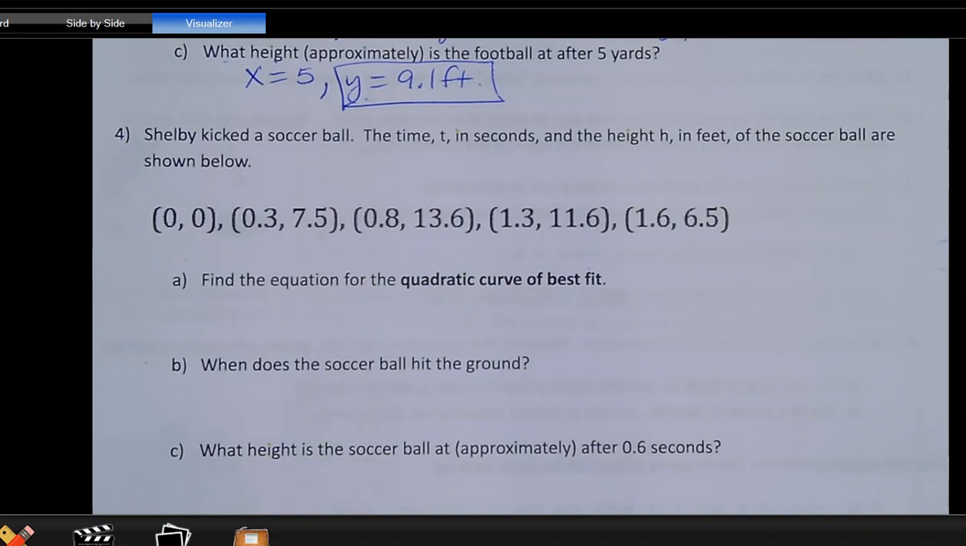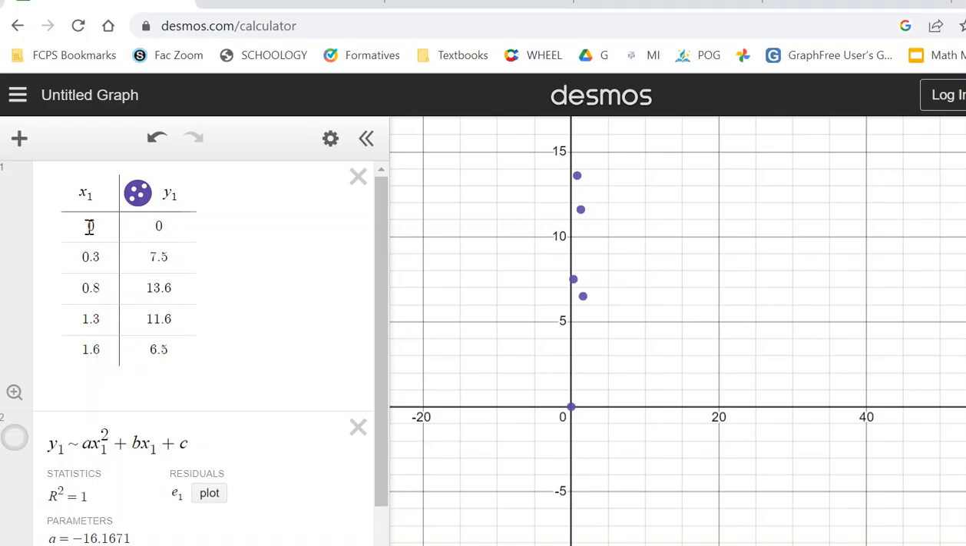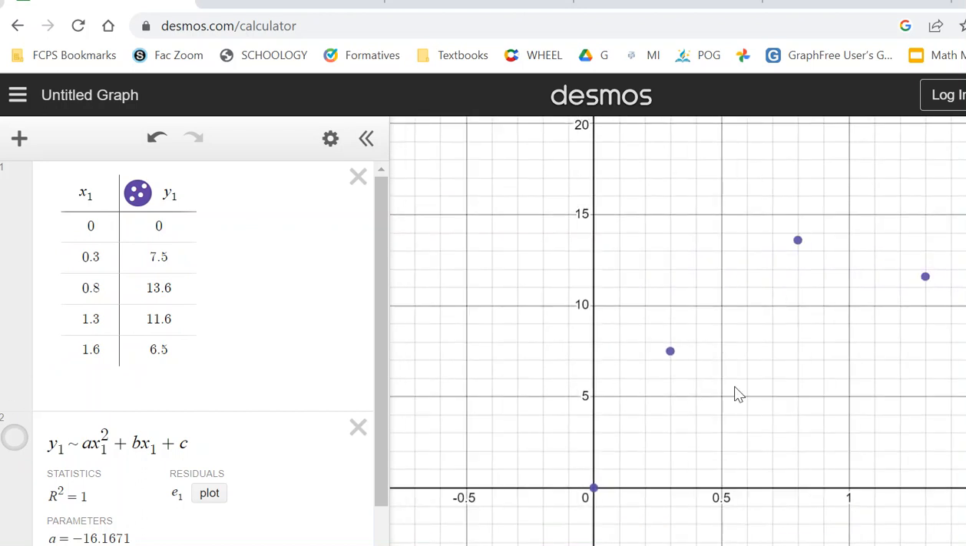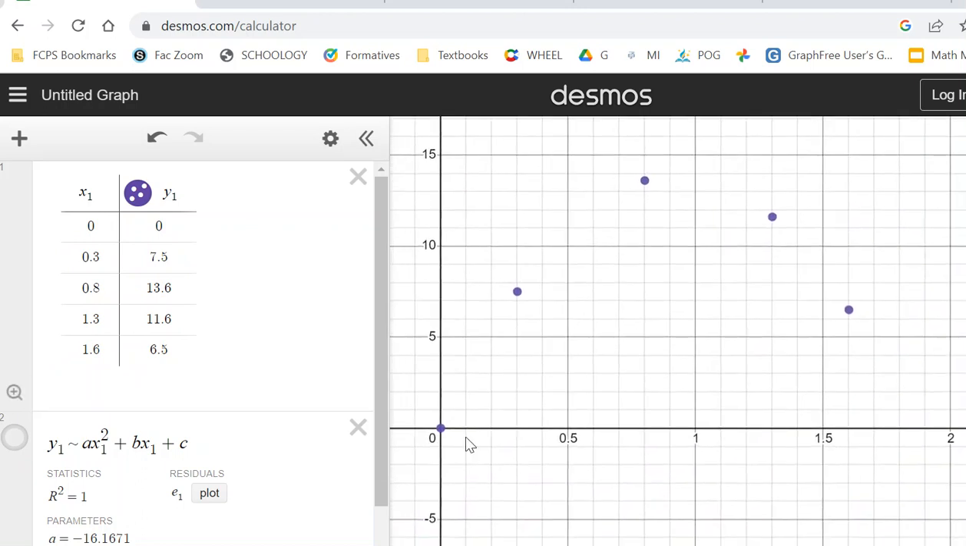Okay, so into Desmos I go, and I'm going to enter this data into the table, which I have already done: 0, 0, 0.3, 7.5, and so on. I'm going to click that plus to make my data points show up nicely for me on Desmos. Okay, and I can see that it's going to be a curve, so I'm going to ask Desmos to find me the curve of best fit.